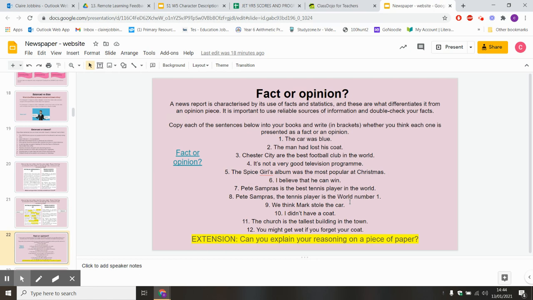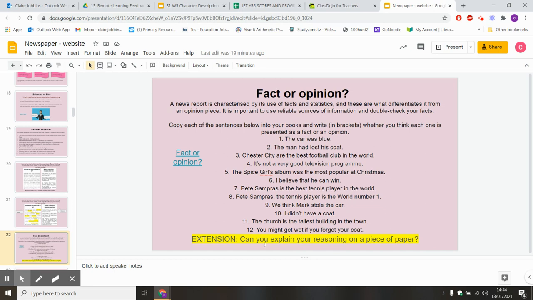We need to know that in a newspaper article, you need to make sure that you are including fact and opinion. So, a newspaper report is characterized by its use of facts and statistics. That means facts and quotes and evidence. And these are what differentiates it from an opinion piece. It is important to use reliable sources of information and double check your facts.